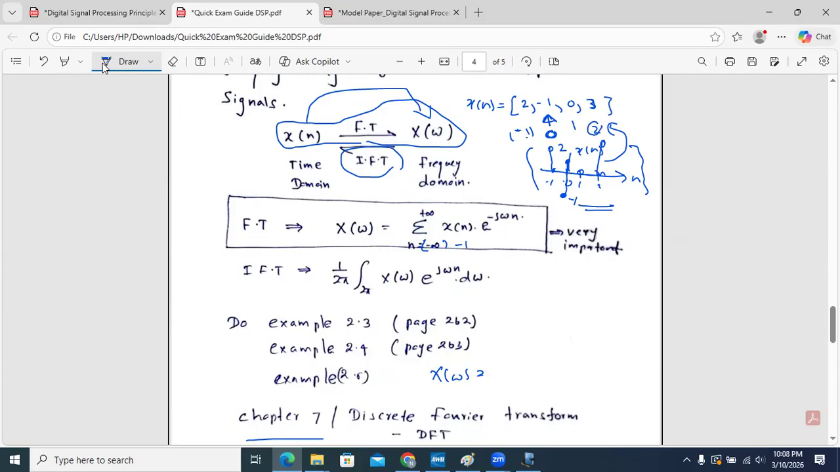No, this is n is from -1 to 2. So it is -1 to 2 here.